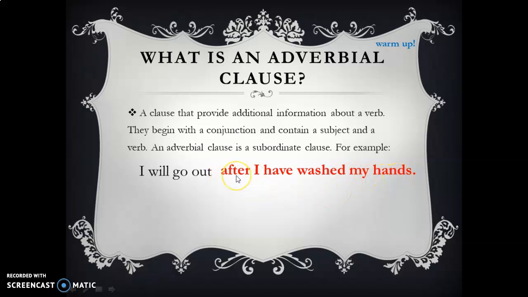Does it have a conjunction? Yes. Does it have a verb? Yes. Does it have a subject? Yes, it does. Let's see one more. The lesson was finished. This is a sentence. It's the main clause. When the bell rang. The lesson was finished when the bell rang. Now this is the subordinate clause. It starts with a conjunction. Alright?